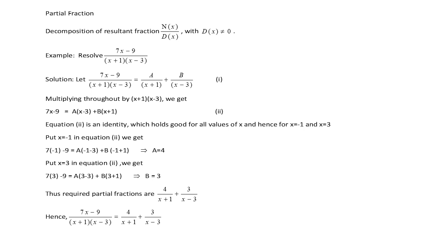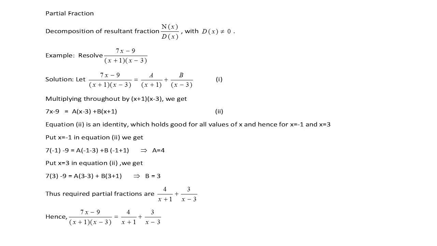Make substitutions of constants. (7x minus 9) over (x plus 1) into (x minus 3) equals A over (x plus 1) plus B over (x minus 3), represented by equation 1. Multiplying throughout by (x plus 1) into (x minus 3), the LCM, we get 7x minus 9 equals A into (x minus 3) plus B into (x plus 1), represented by equation 2.